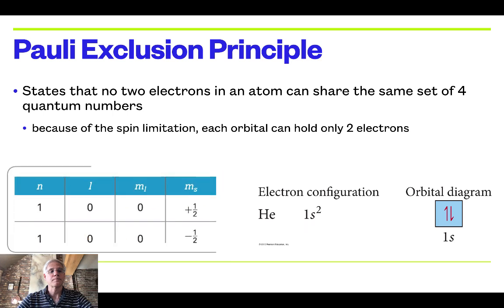And there we go. So we can have n equal to 1, l equal to 0 for both, and m sub l equal to 0 for both, but they have to differ somewhere, and the only place these two can differ is in the m sub s, plus 1/2, minus 1/2. Since those are the only two allowed values for m sub s, then that orbital is done, and there would be no way to put in another electron with a different set of 4 quantum numbers.